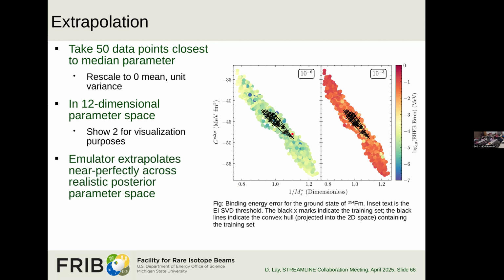What you can see is that the emulator extrapolates essentially near perfectly across this realistic posterior distribution. Anywhere within this flat curve here, it's interpolating. Anywhere outside, it's extrapolating. The left panel here is a 10 to the minus 6 basis truncation threshold. The right panel here is 10 to the minus 3. And you see that it's performing as expected. I should clarify, this is the binding energy error on a log scale again. So here we're sitting down at tens or hundreds of electron volts. Now we're back up to keV or tens of keV. And this is the realistic posterior distribution range. So yeah, it's able to extrapolate. And again, this shouldn't really be a surprise.